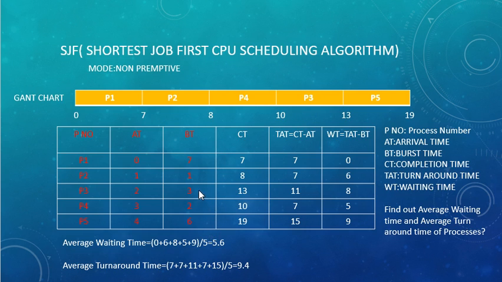Now, how much is P3? The burst time of P3 is 3, and P5 is 6, so obviously you have to consider P3's burst time. That means 10 plus 3 equals 13. Afterwards P5 is remaining, its burst time is 6, and at 13 P3 is completed.